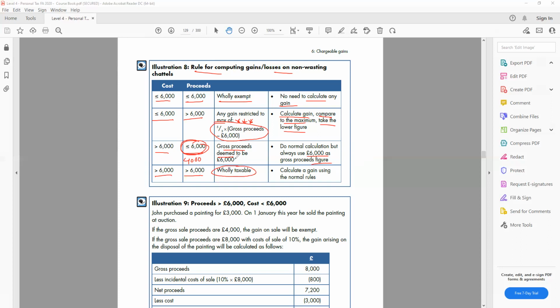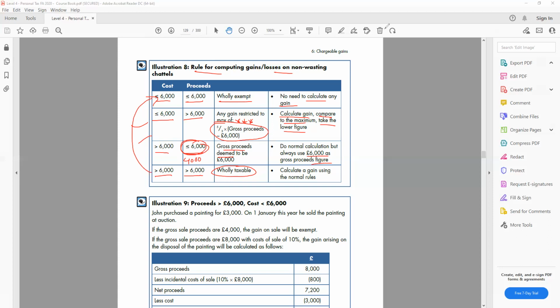So there are two very easy ones, the first and the last. If the cost is less than 6,000 and the sales are less than 6,000, it is wholly exempted. If the cost is more than 6,000 and the proceeds are more than 6,000, it is wholly taxable. These two are easy to remember, but for the middle two, you have to do some workings.